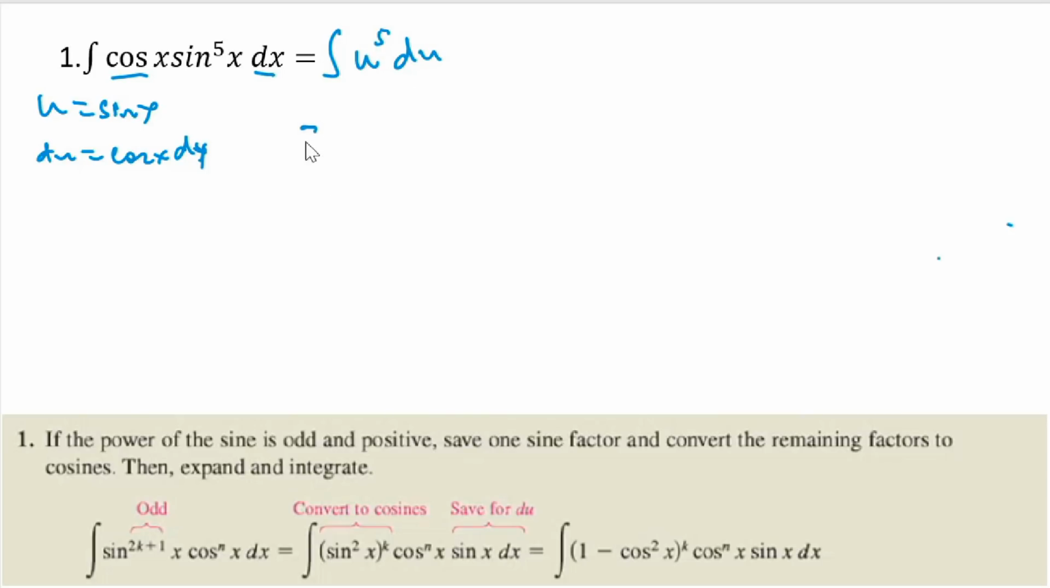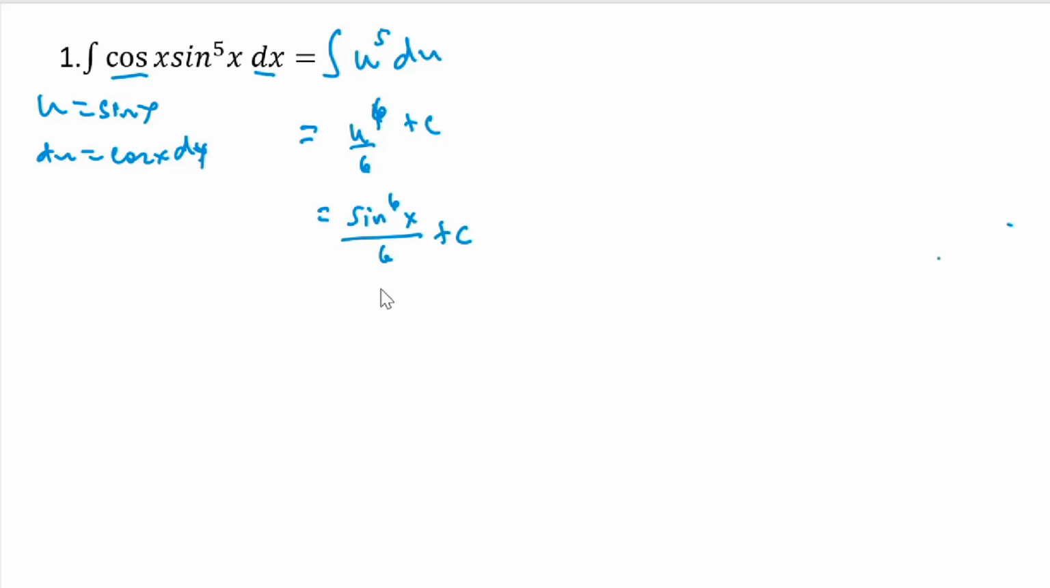And now integrate using the power rule. So we can write now u raised to 6 over 6 plus a constant. So therefore, we have now sine to the power of 6 of x over 6 plus a constant. So that is now the answer of number 1.